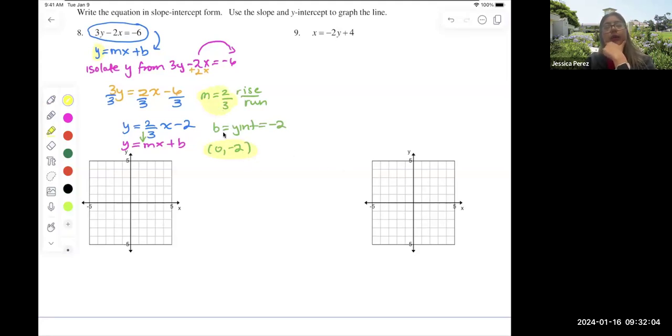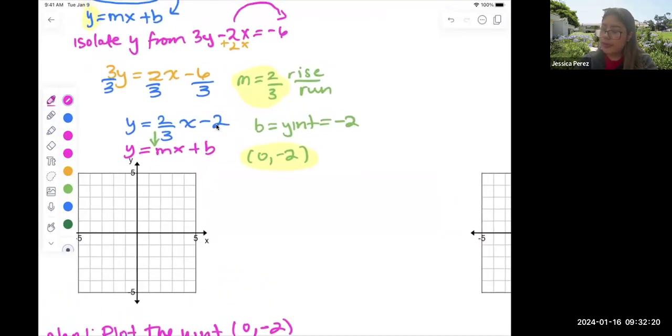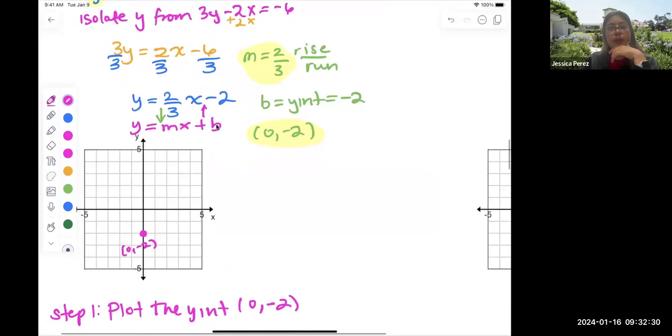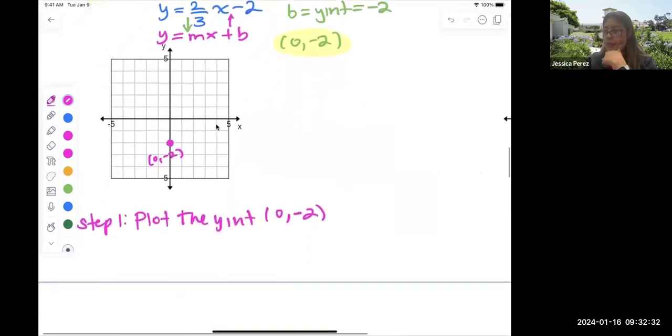So how do we do that? Step 1, when we graph, plot the y-intercept. My y-intercept is 0, negative 2. And where did we get that from? From solving. Here it is: b is equal to negative 2. So we start right here at 0, negative 2.